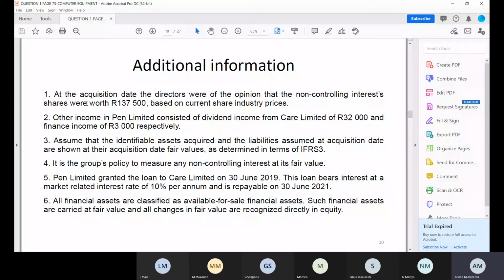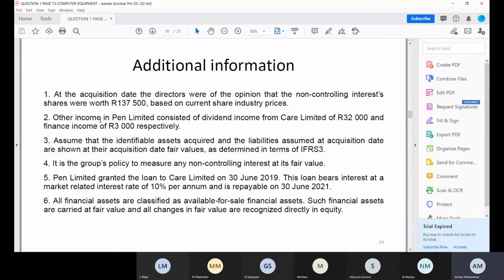Additional information number 1, they're indicating to us that at acquisition date, the directors were of the opinion that the non-controlling interest share was worth 137,500 based on current share industry prices. Remember, when it comes to non-controlling interest, you can measure it in 2 ways. You can use fair value, or you can use the proportionate share. So now they gave us the amount, the fair value of non-controlling interest was 137,500. This is what additional information number 1 is telling us.